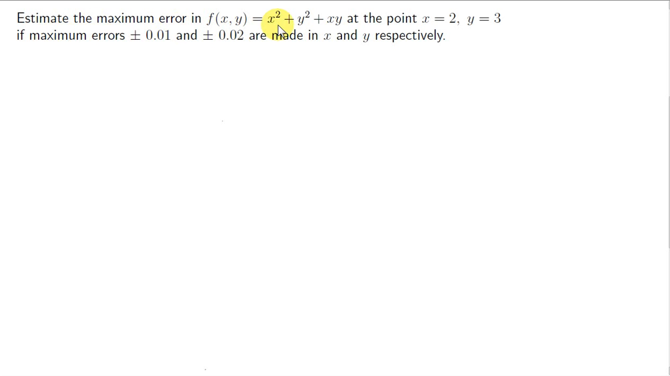Estimate the maximum error in this function at the point (2, 3) if maximum errors of plus or minus 0.01 and plus or minus 0.02 are made in x and y respectively. So we want the error in the function f if we change x and y by small amounts, delta x and delta y. Well, the change in f is given approximately by this expression here, as we know.